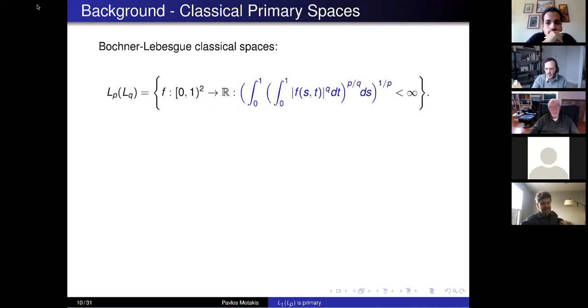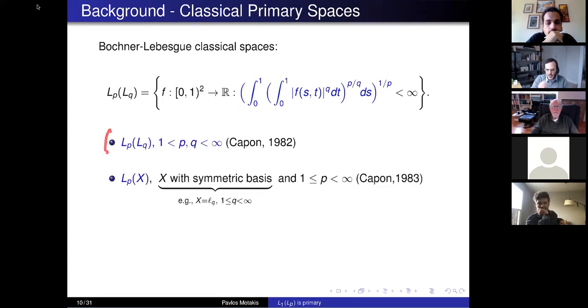So Capon, in 1982, Michel Capon proved that L_P of L_Q in the reflexive range is primary. And this is a very deep proof, but it uses certain facts that were not available to us in the result that we proved. Although this looks very similar to what we proved, in our proof here P is equal to 1, and her proof misses P equals 1. And there are some properties there that if P is between 1 and infinity, they fail miserably. So we could not use this tool. So our proof has absolutely nothing to do with that proof, I dare say.